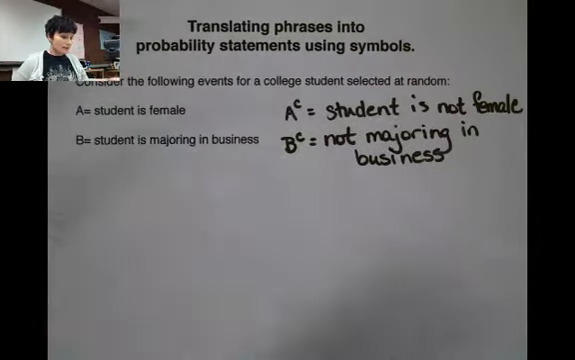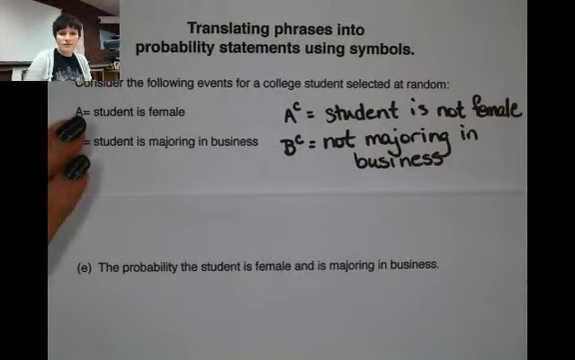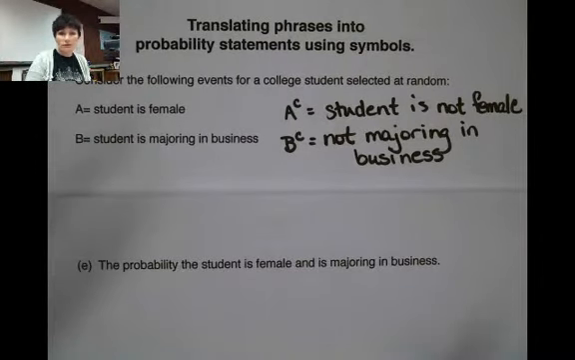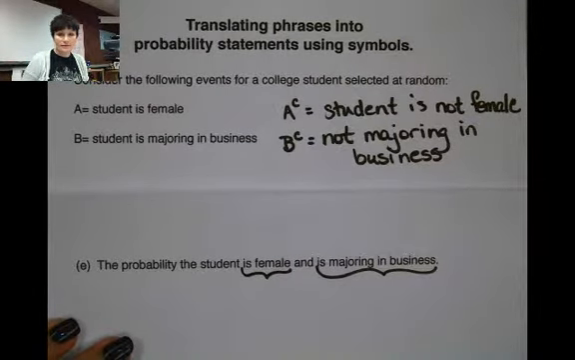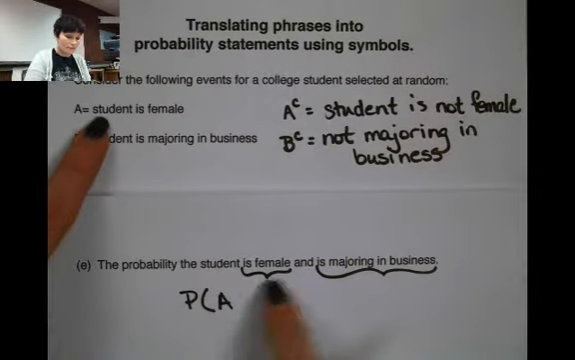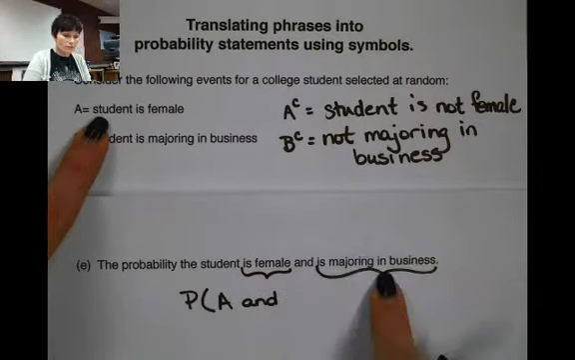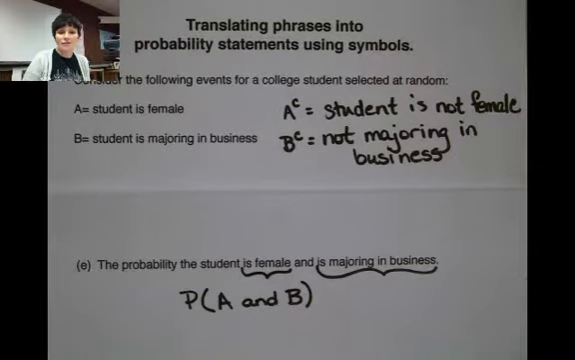Then the last example, example E, the probability the student is female and is majoring in business. So do we have two things going on at the same time, or has something already occurred? And you are correct. Is female, is majoring in business. So that would be the probability of event A, and majoring in business is event B. So the probability of event A and event B occurring at the same time.